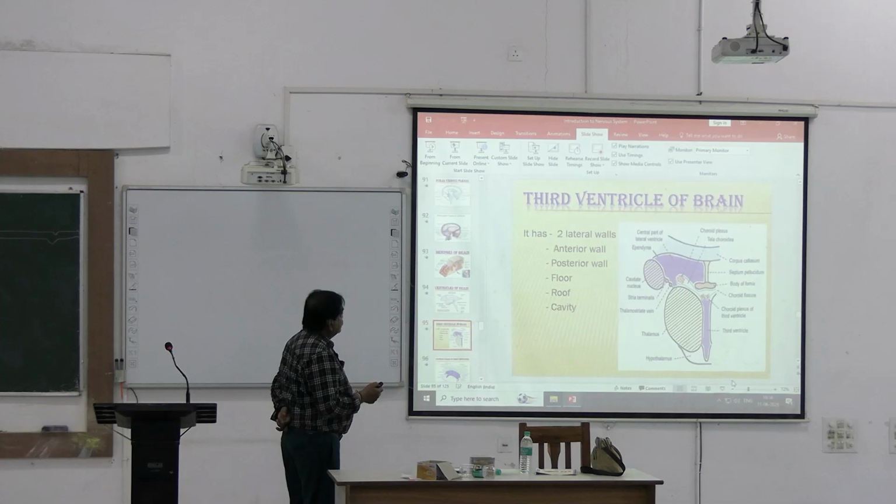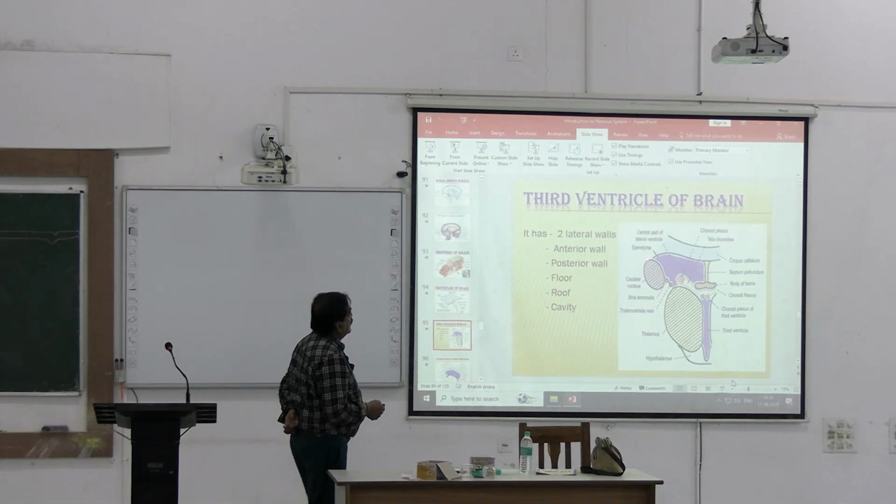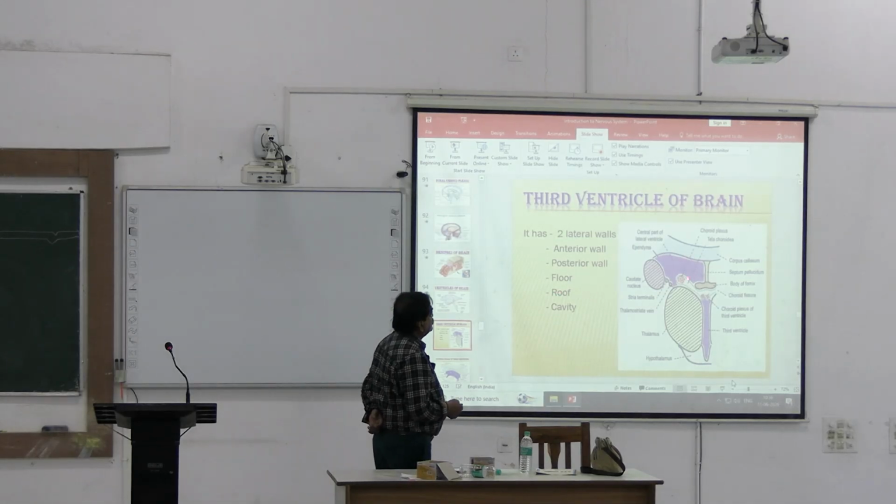Third ventricle of the brain: it has two lateral walls, anterior wall and posterior wall, floor, roof, cavity. This is the thalamus, the choroid plexus. In the third ventricle is the choroid plexus. Body of the fornix, corpus callosum, septum pellucidum, ependyma, caudate nucleus, stria terminalis, and thalamostriate vein here.